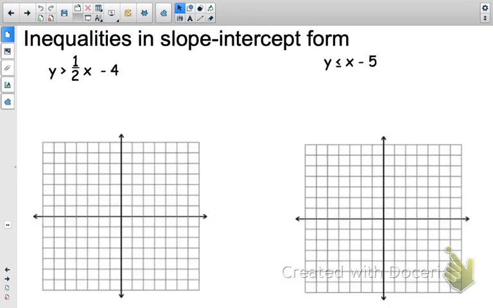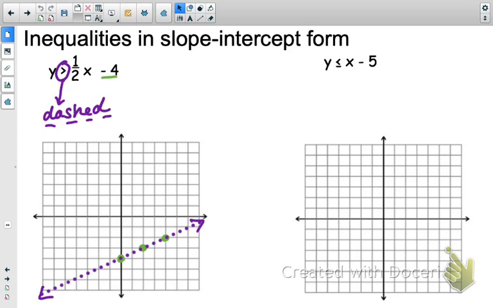So if the inequality is in slope-intercept form, like our previous example, we're going to start with that y-intercept. Plot it. Apply the slope, rise 1, run 2. Then we choose dashed or solid based on our inequality symbol. So this one is dashed.